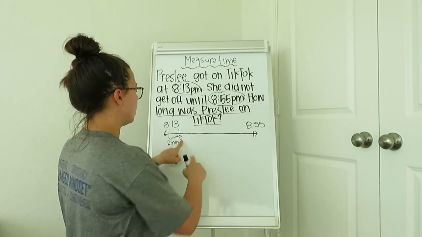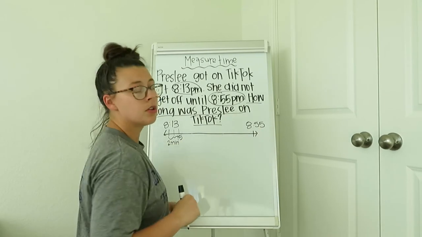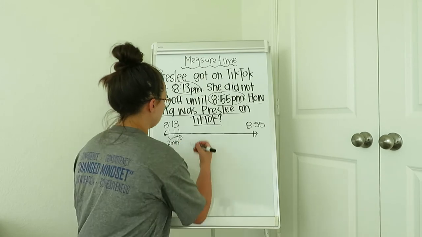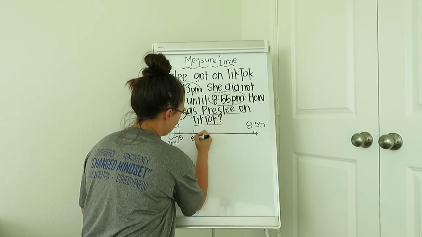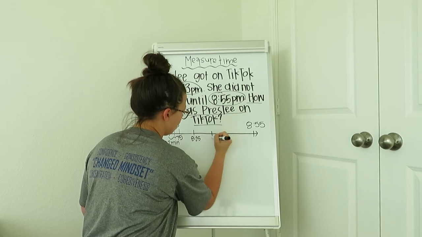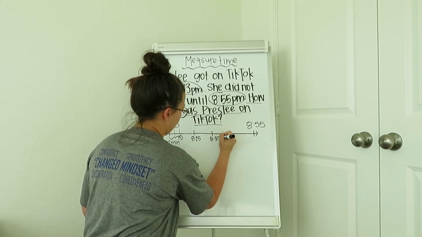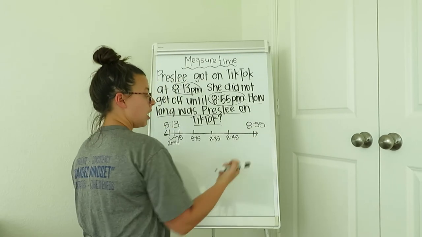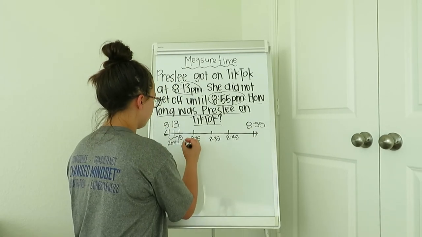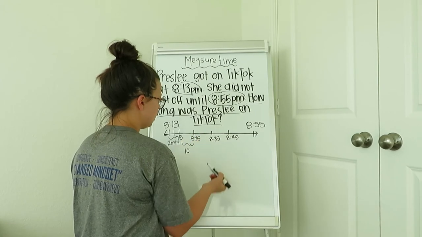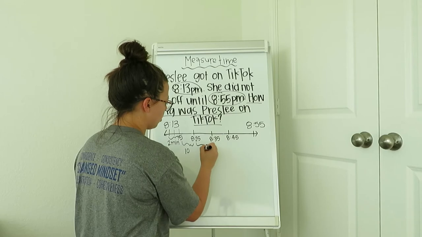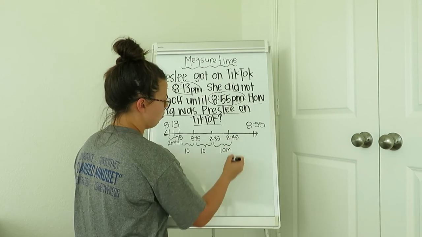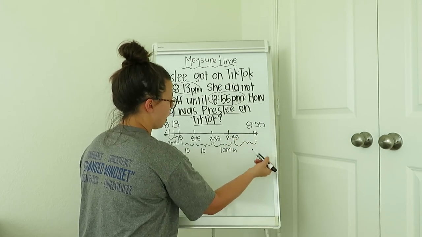Okay, so now I have 8:15 and I need to make it all the way to 8:55. So I can either count by tens again or I can count by fives. Let's go ahead and count by tens. So 8:15, 8:25, 8:35, 8:45, 8:55. So from 8:15 to 8:25, we know that that is 10 minutes. 8:25 to 8:35, 10 minutes. 8:35 to 8:45, 10 minutes. And 8:45 to 8:55, 10 minutes.